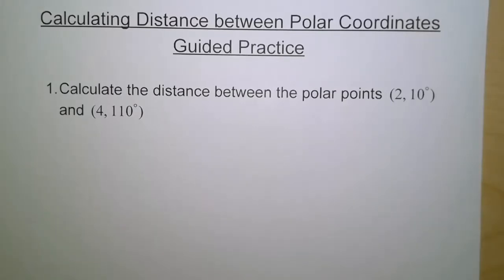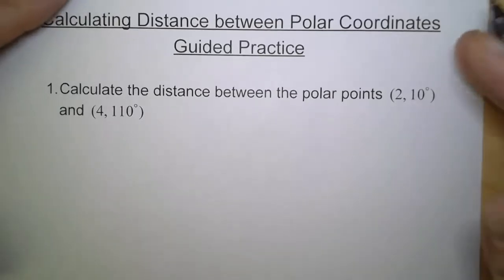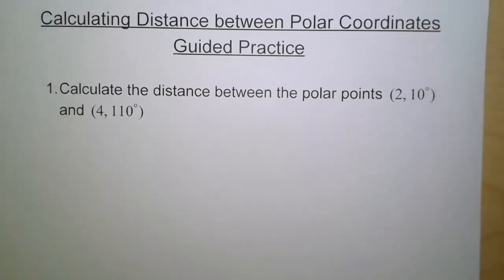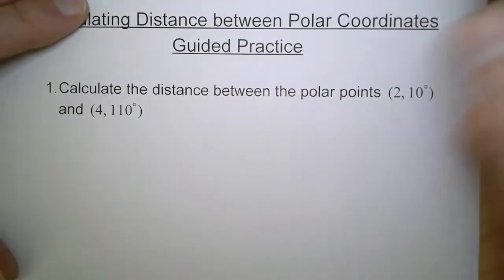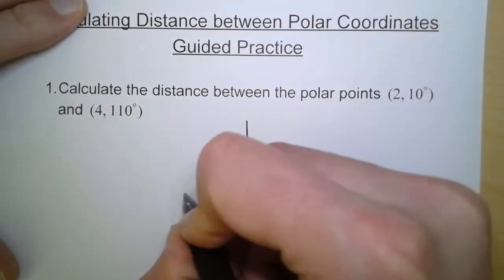Now we've already dealt with the distance formula for rectangular coordinates, but here we're doing distance with polar coordinates. And you may think, well, why don't you just convert to rectangular? Well, you could do that. That's one way to do it. But I want to show you something that uses another little tool that we've already dealt with.